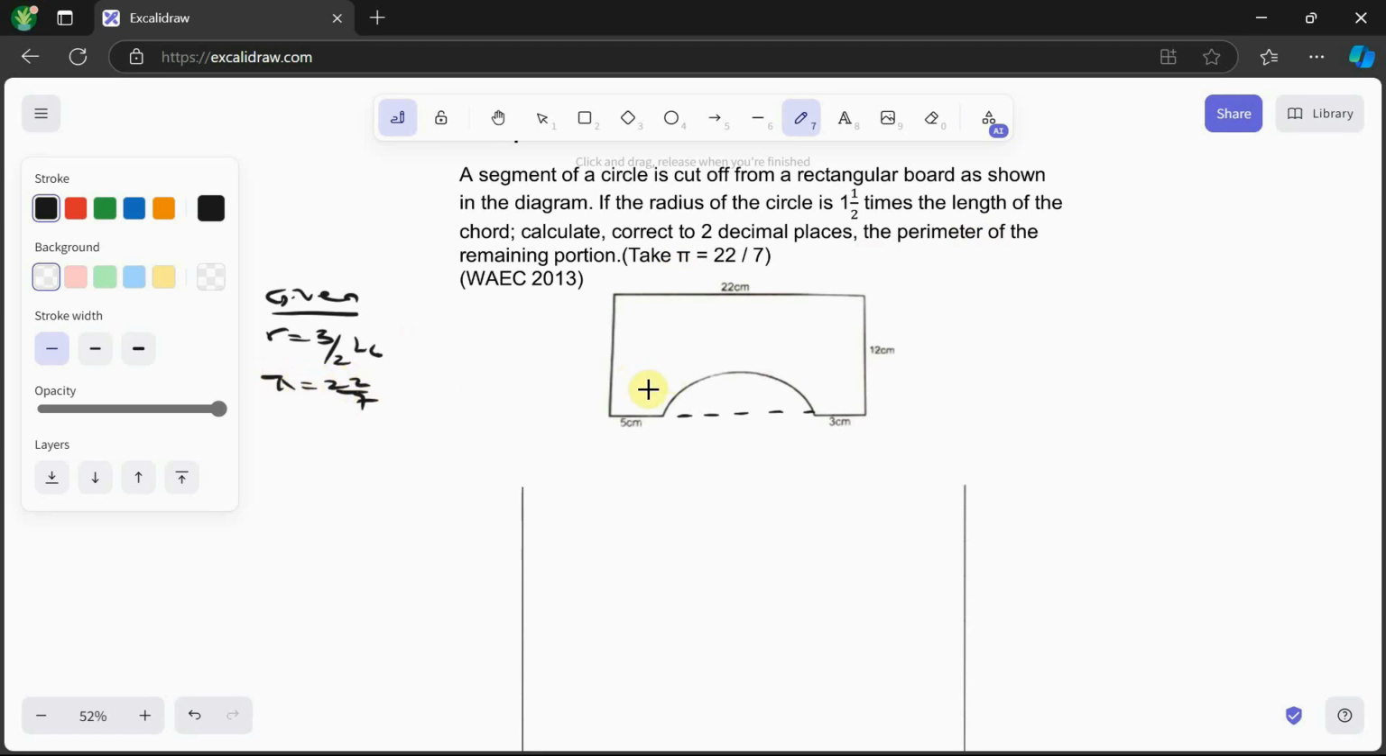22/7. So I want to find the perimeter of the remaining portion, which will be this side, this side, this side, this side, this side, and this side. We already know all of these other sides. It's just the length of the arc that is only remaining.